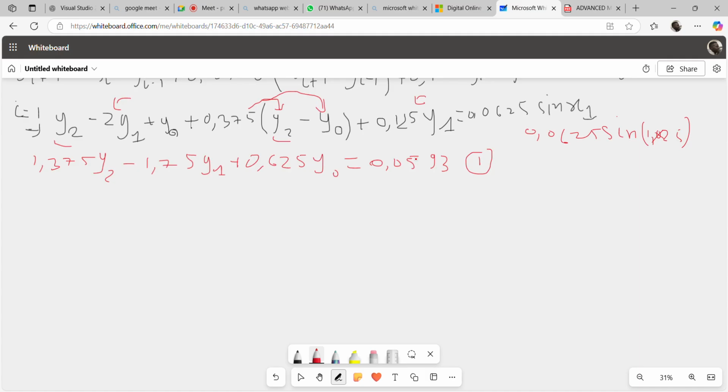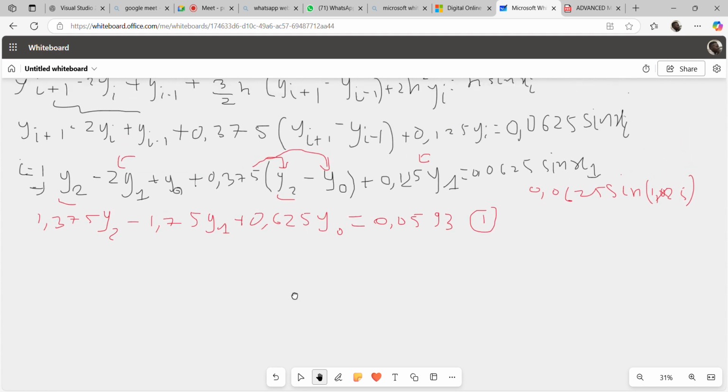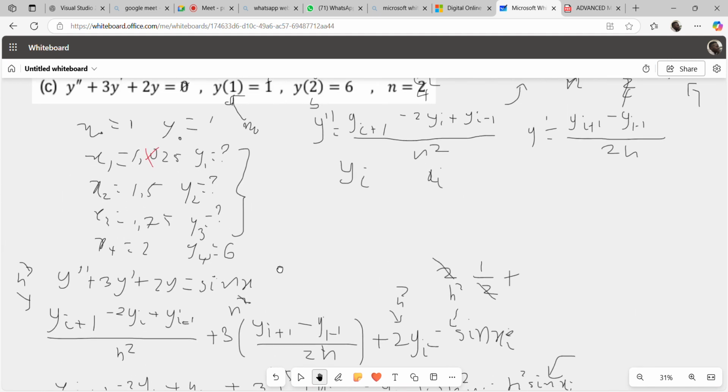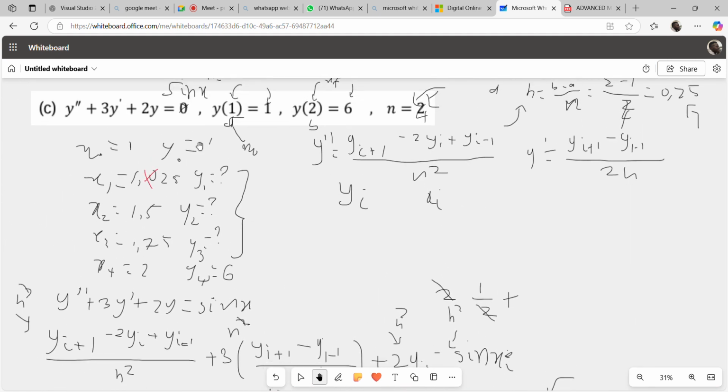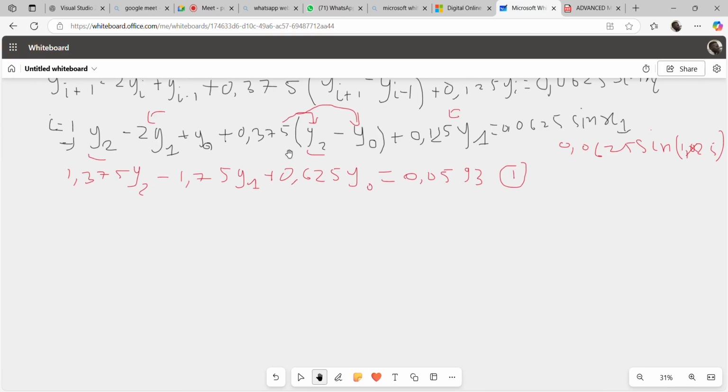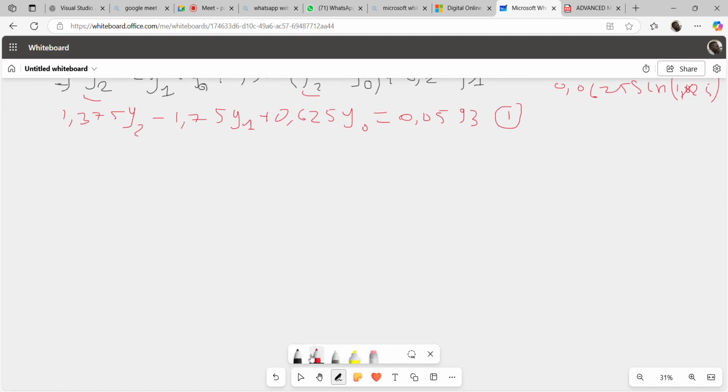This is the first equation. You have y2, y1, y0. Now, we can make it easier as well. We do know the value of y0. Do you know it, my brother? These ones are known. They are given from the beginning, from the initial condition. Yes. So y0 is 1 in this case. So already you can make this expression easier to your advantage.